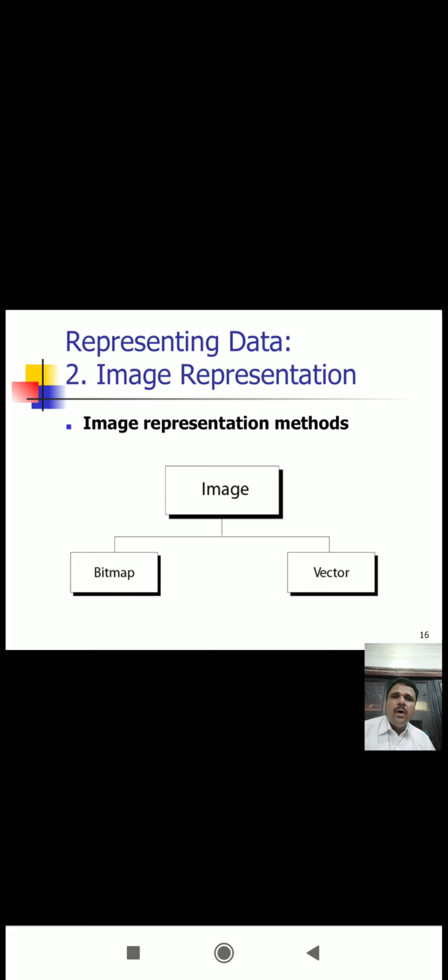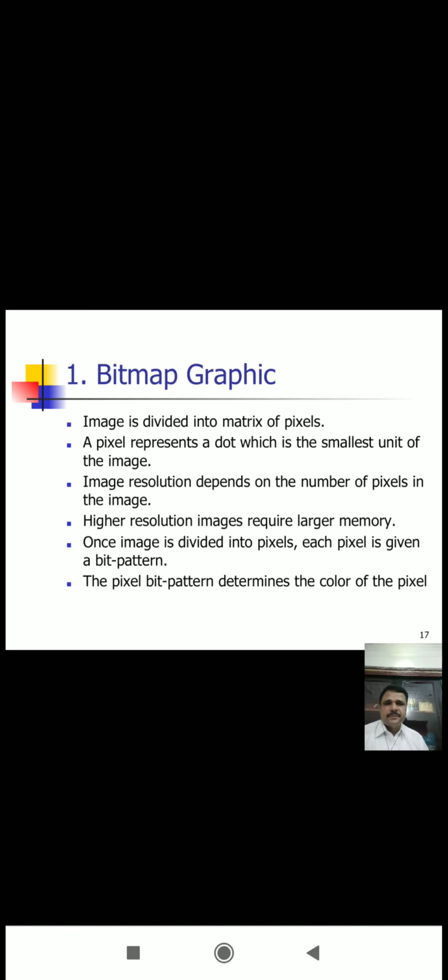Now, we will see how an image can be represented. Firstly, we will have to see the types of images, and then how different types of images can be represented. In fact, there are two types of images. One is called bitmap image and the other is called vector image or vector graphics. So, firstly let us see what a bitmap image or bitmap graphics is.